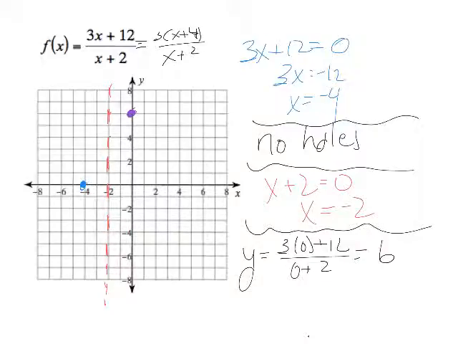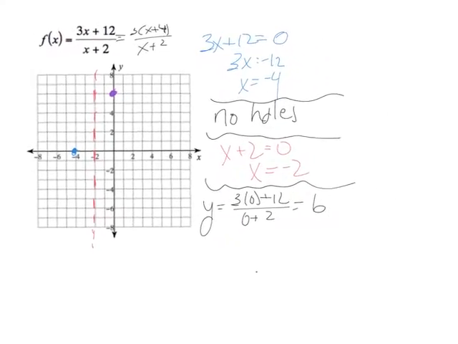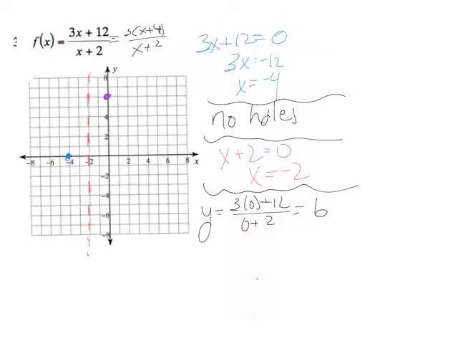So we had y-intercept, we had zeros, we had holes if we had them, and we had a vertical asymptote. We need horizontal asymptotes. I need a little more space, so I'm going to make that a little smaller. Okay, yeah, this is problem 3.